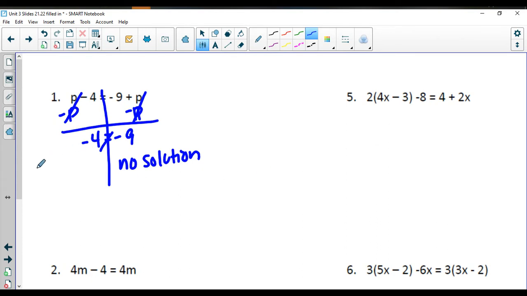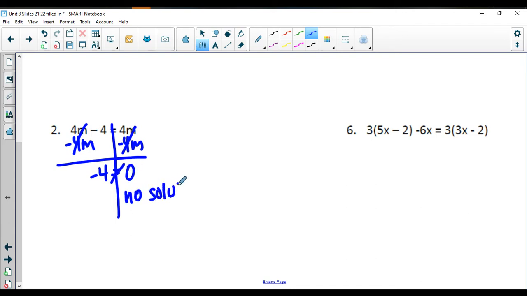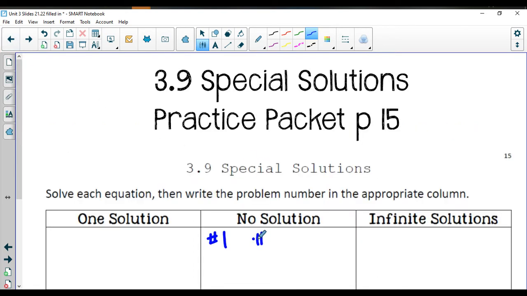In problem number 2, which is below here, I'm going to go ahead and subtract 4m from both sides because they're equal. And I get -4. Over here, 4m minus 4m is 0. That is also an untrue statement, so this one is also a no solution scenario. So we're going to put in this box number 2.